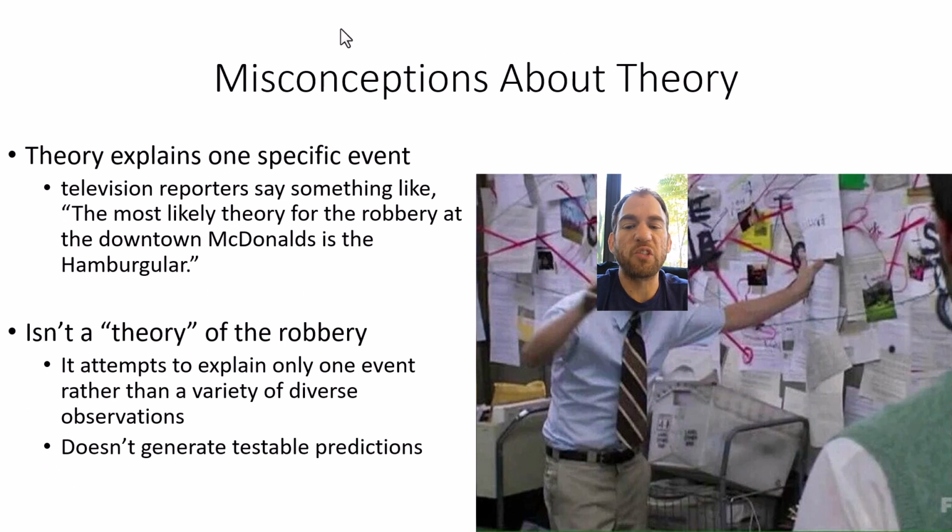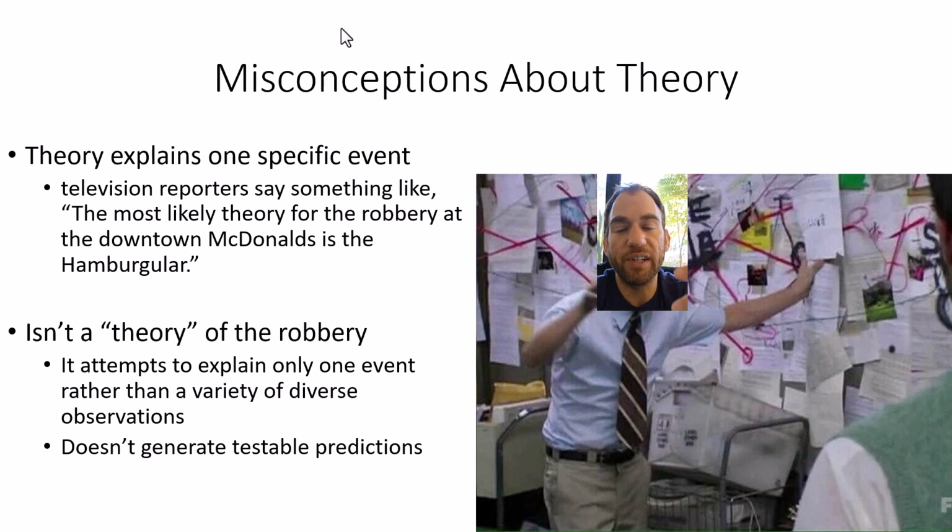Some general misconceptions about what theory is. One misconception is that theory explains one specific event. Television reporters say something like, for example, the most likely theory for the robbery at the downtown McDonald's is the Hamburglar. This isn't a theory of the robbery. It is to explain only one event rather than a variety of diverse observations. It doesn't generate testable predictions.